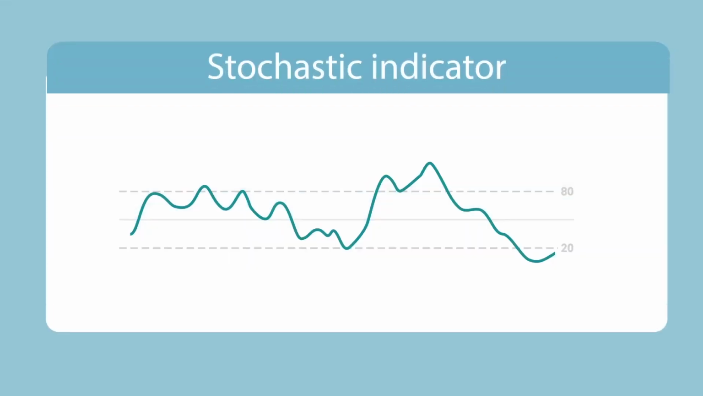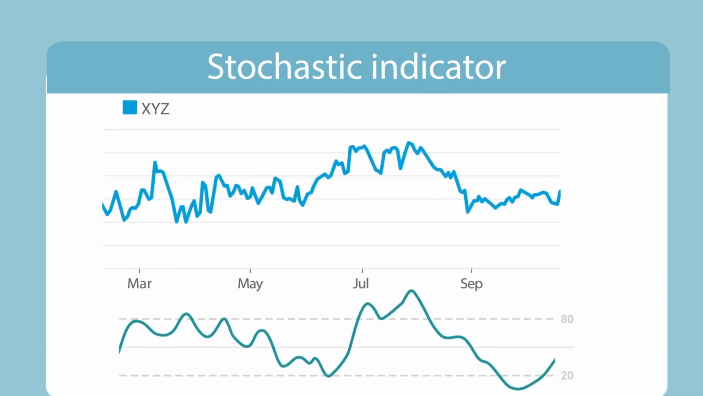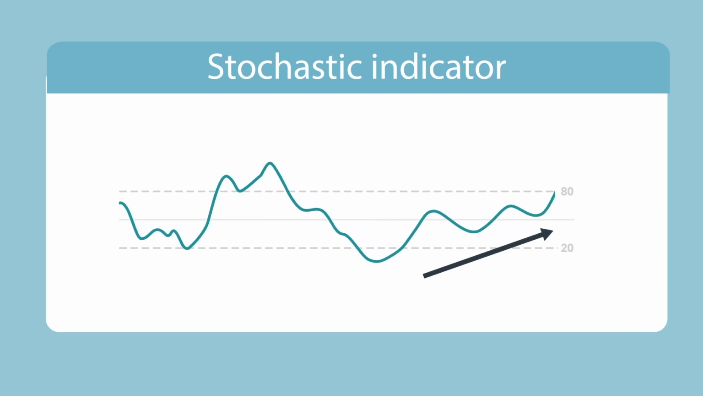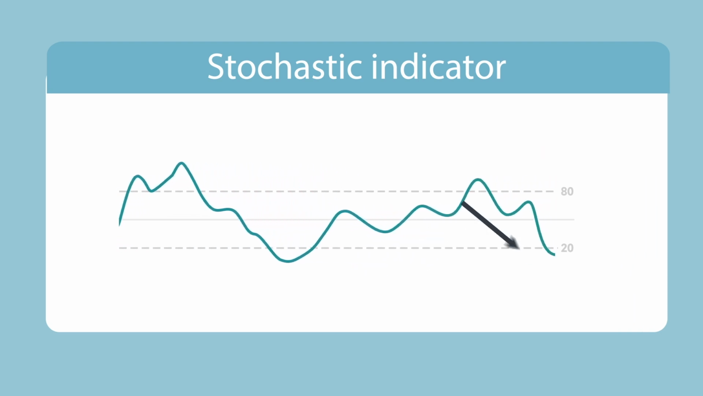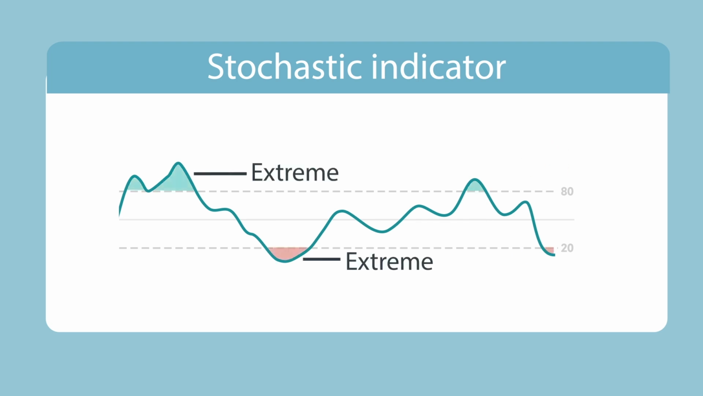A commonly used oscillator is the stochastic indicator. The stochastic measures momentum by comparing a stock's current price to its range of movement over a set time. If the stochastic line is rising, then this indicates that the price has bullish momentum. If the stochastic line is falling, then momentum is slowing. Some traders identify the extremes of the stochastic indicator as reversal zones. These reversal zones can suggest the security is overbought or oversold and can be used as trading signals.